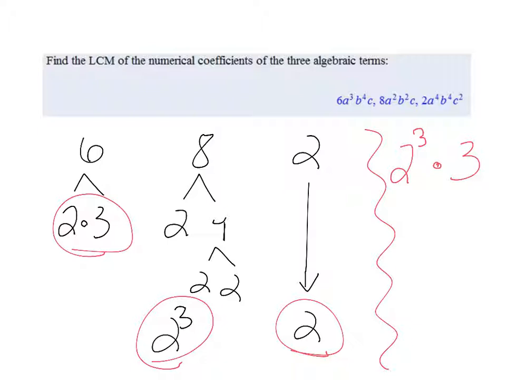Well, 2 to the third power is just 8, and 8 times 3 is 24. So 24 is the smallest number that 6 and 8 and 2 all go into. And that's, again, only looking at the numerical coefficients.